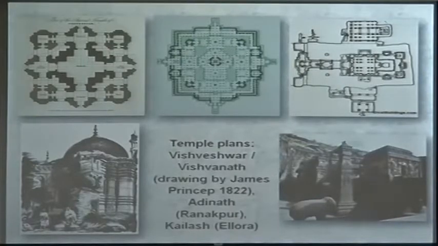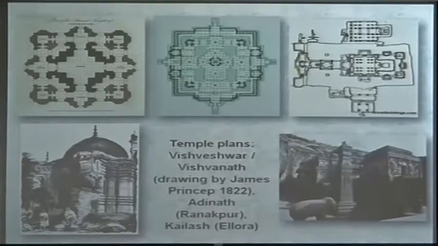And this one is the Vishveshwara temple or Vishwanath temple at Varanasi. This sketch was drawn by James Prinsep, a very famous British Indologist, because he's the one who deciphered Brahmi. Before Prinsep, nobody could read Brahmi inscriptions.